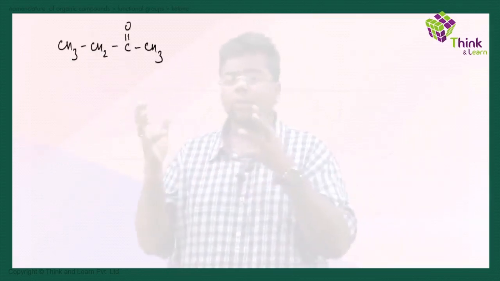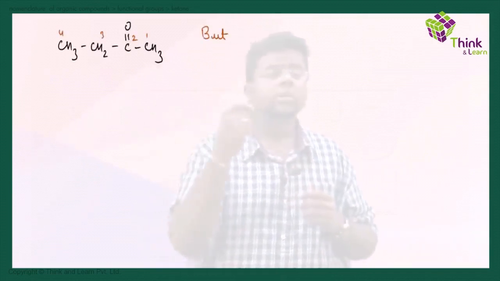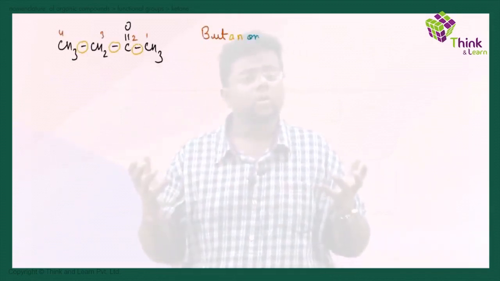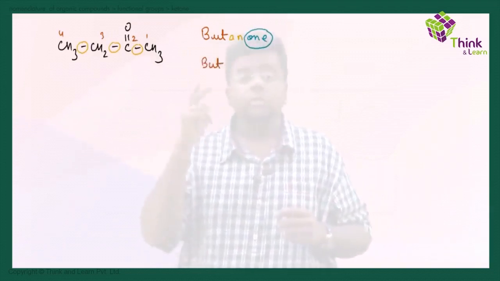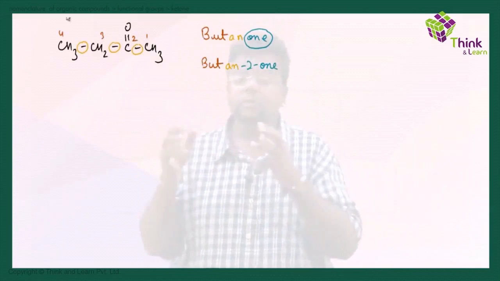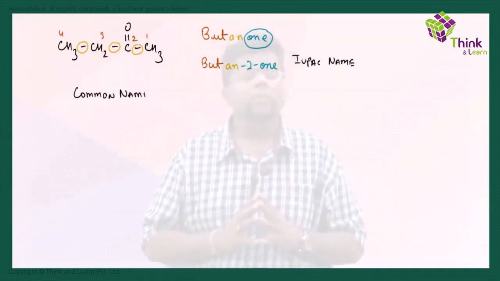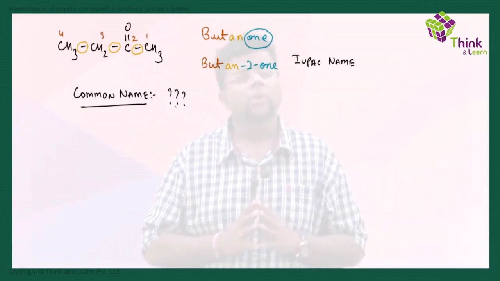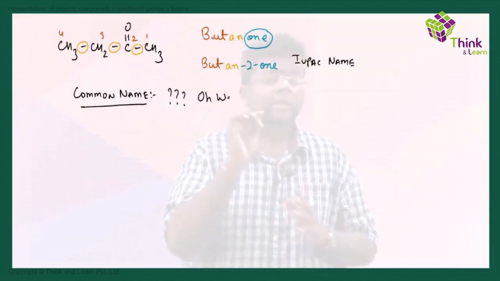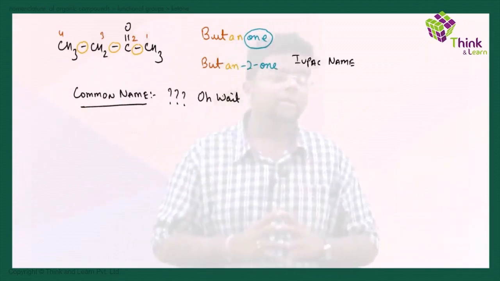If I take another example over here, how will you do it? There are 4 carbons in it, so the name becomes butanone. Yes, but take a look over here. The ketone is on the 2nd carbon. So that means the name is butan-2-one. That is the IUPAC name. What about the common name? Can we write the common name?